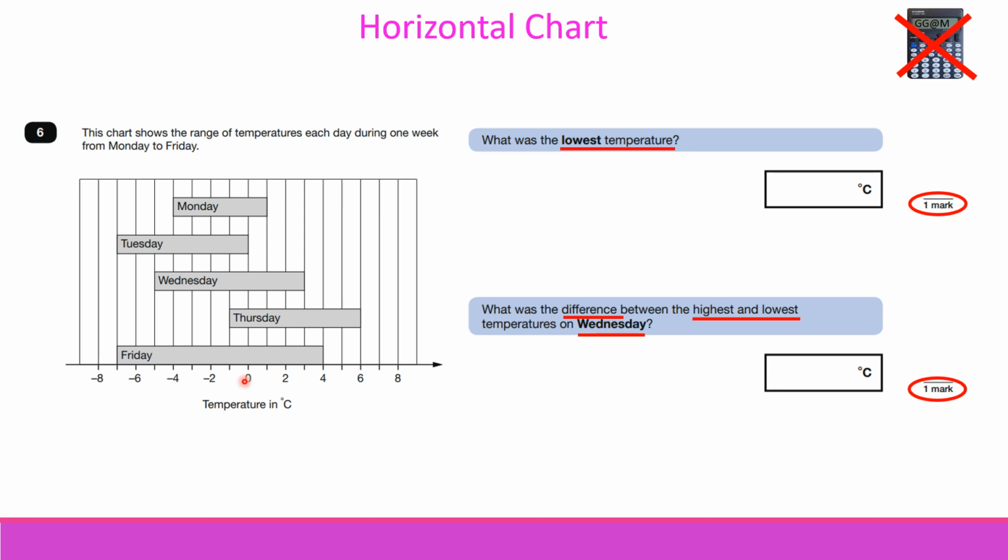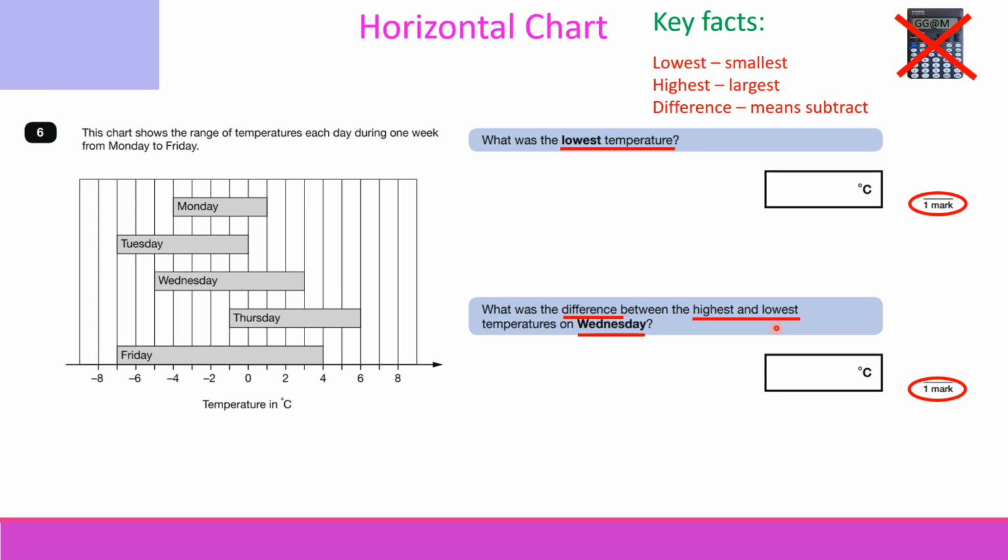Now remember, you've got your number scale written here, so you've got 0 going all the way up to 8 on the right and then going down to the left, down to -8. So you're going to look at these scales here and work out the lowest temperature and then the difference. Now the key facts in the question: the word lowest means the smallest, the word highest means the largest, and the difference means subtract. So take away the highest value, take away the lowest value.